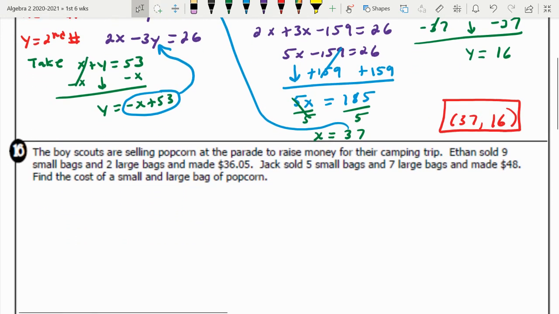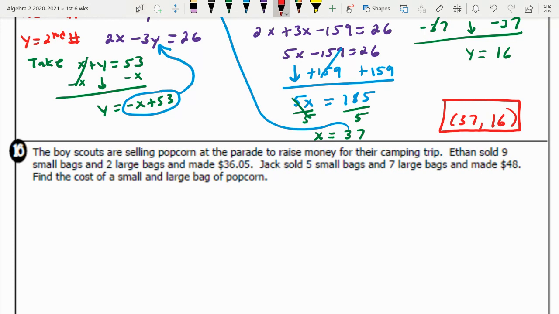All right, Boy Scouts are selling popcorn at the parade to raise money for their camping trip. Ethan sold 9 small bags and 2 large bags and made $36.05. Jack sold 5 small bags and 7 large bags and made $48. Find the cost of a small and large bag of popcorn.